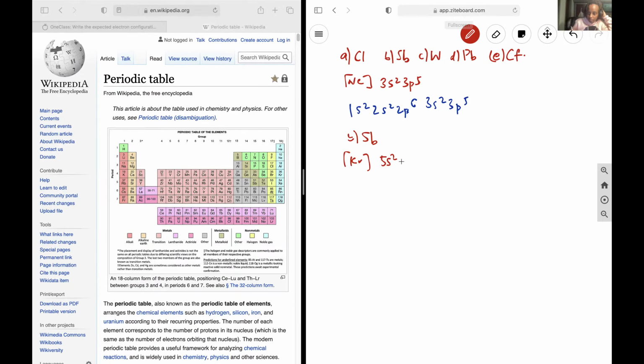So 5s2, 4d10, 5p3. If you want to write out the full thing from the top, then again, you just count.